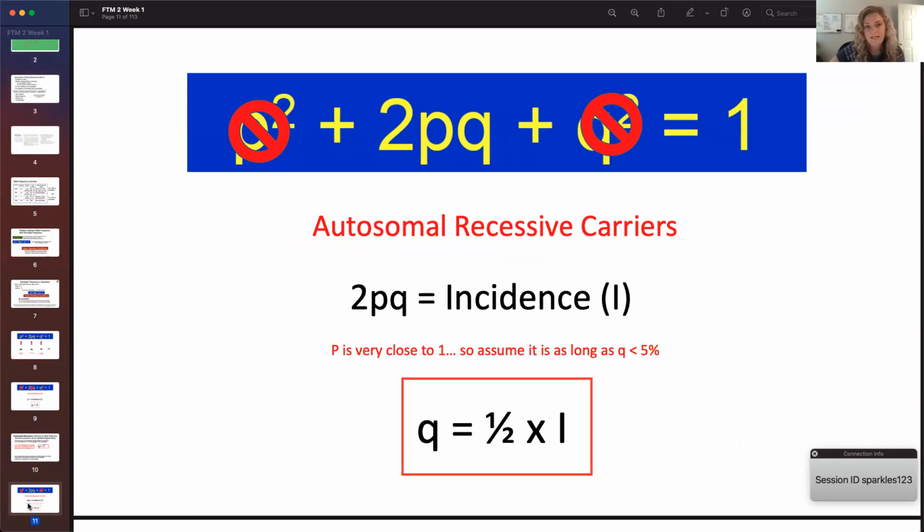And then to find the carriers, that's when you have that 2PQ. In AR, that's because they're going to be heterozygotes if they're a carrier for the disease-causing allele. So that's why it's 2PQ. But it makes it a little bit easier that P is always going to be very close to 1, so you can actually leave out the P in these equations, which is pretty awesome. It makes it very simple. So leave out the P and you're going to use 2Q for the carriers. Just remember, you need to be able to interchange those, knowing that the carrier frequency is 2Q, or if you're needing to solve for Q, then Q is going to be 1/2 times the carrier frequency.